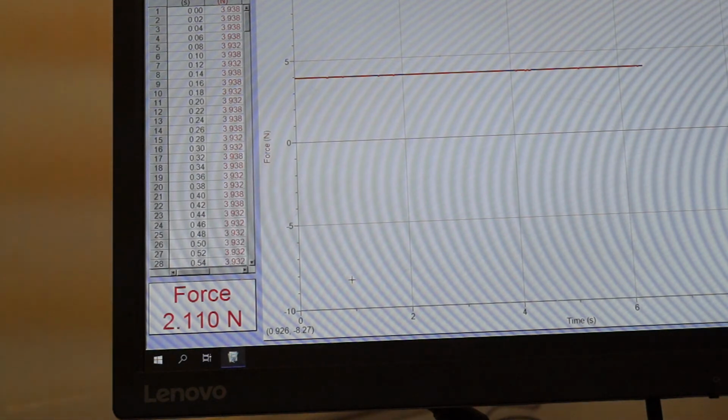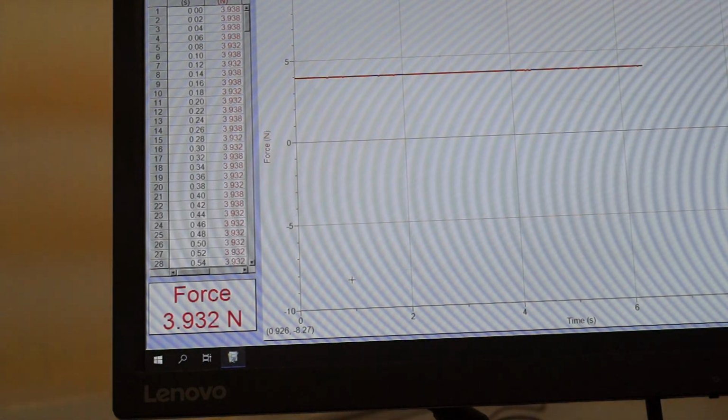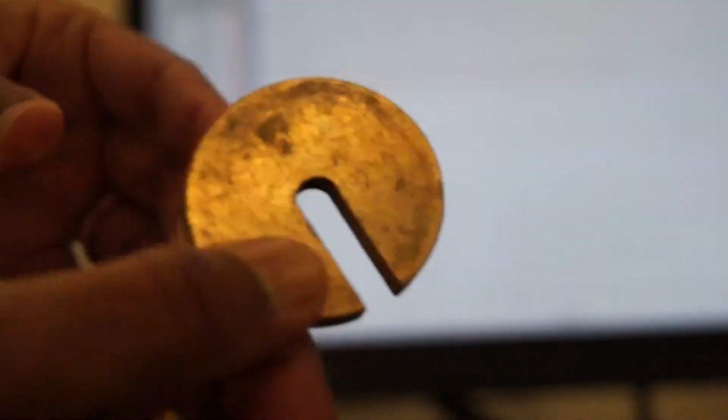So my setup is not stable. Let's do this. Instead of 200, let's add another 100 grams. So let's take out this 200 gram. I got two more of the 50 gram, another 50 gram, so that will be 100 gram. And I'm going to add this to this setup.